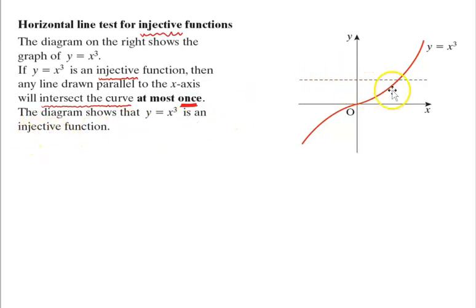So if we were to move this line up or down, so long as it's still parallel to the x-axis, no matter where we move it to, it will intersect the graph, the red curve, once and only once.